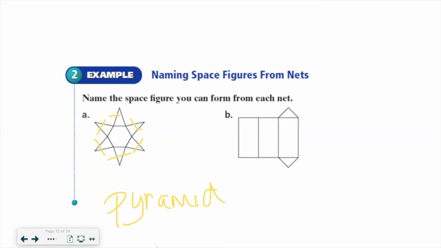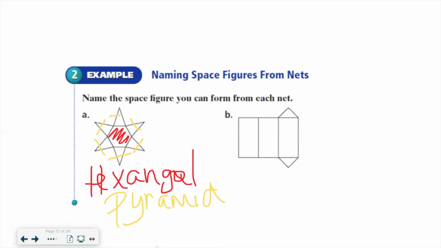And so this face must be the base. And it has 1, 2, 3, 4, 5, 6 straight sides. A six-sided polygon is called a hexagon. So we would call this a hexagonal, I think that's supposed to be an A, pyramid.